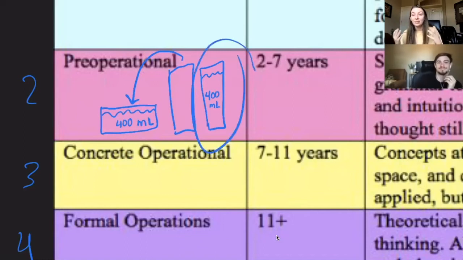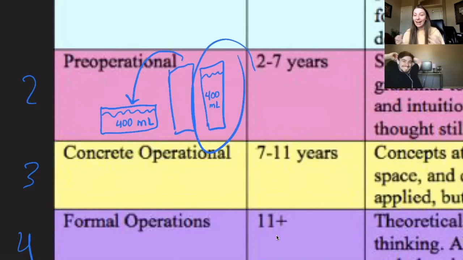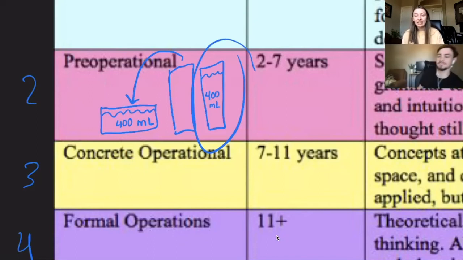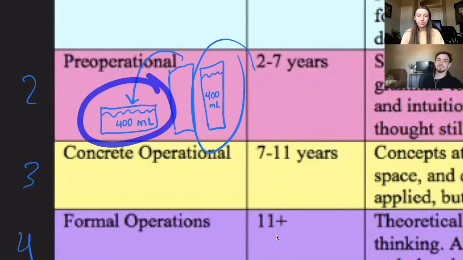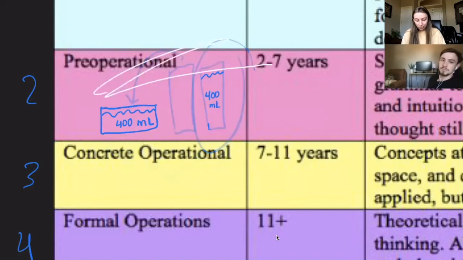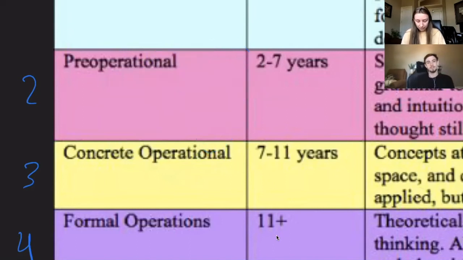It's like, you are so dumb. Like, how do you not get this? But once they master that milestone of conservation, they'll be able to say, okay, I understand that even though this one is shorter, it is wider, and so it holds more water than it looks like, and so these have the same amount of water in them. That's the milestone for the pre-operational stage, 2 to 7 years.